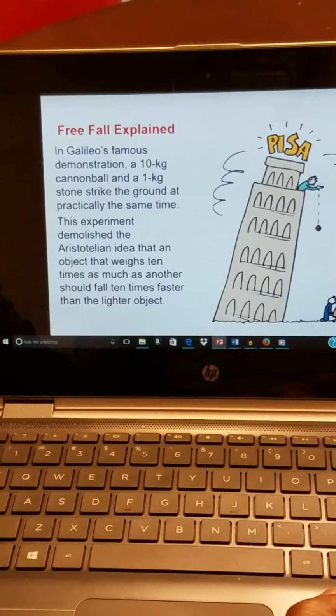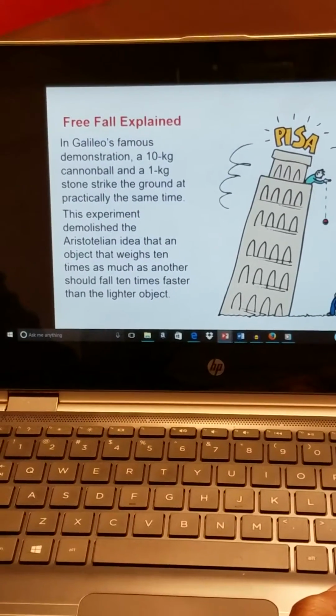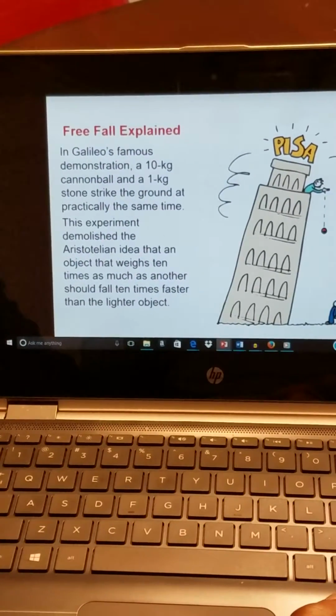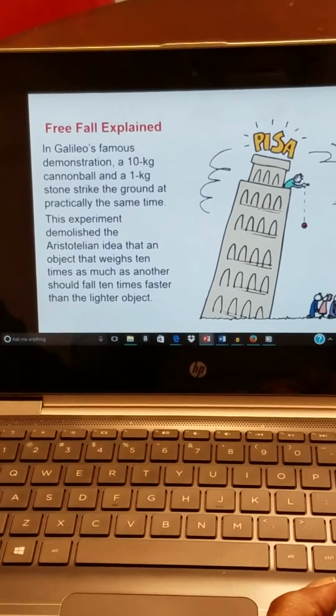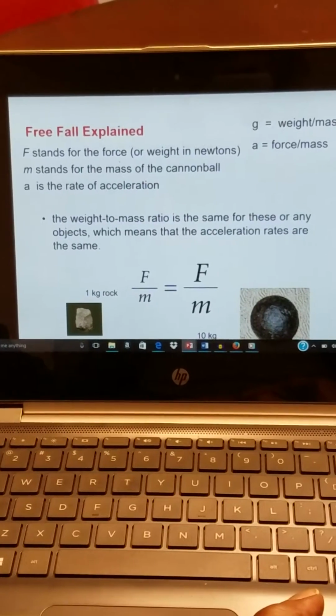Galileo proved this in his experiment from the Tower of Pisa with one 10-kilogram cannonball and one 1-kilogram stone, and he saw that they struck at the same time, regardless of their weight.